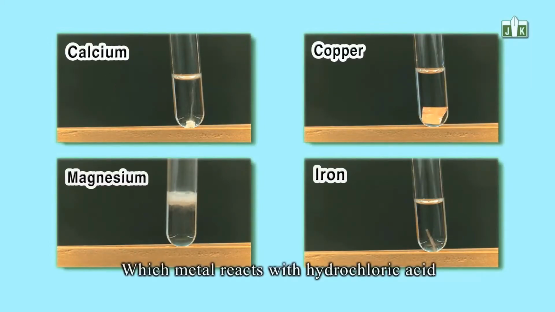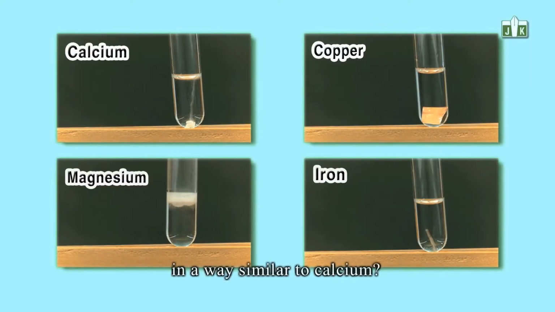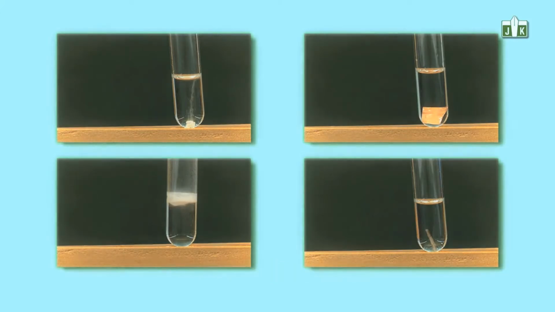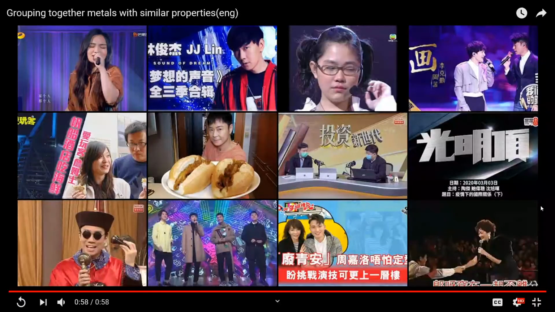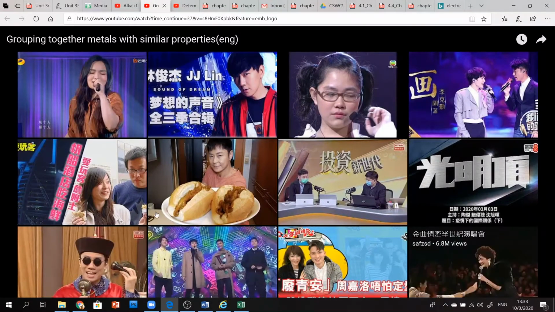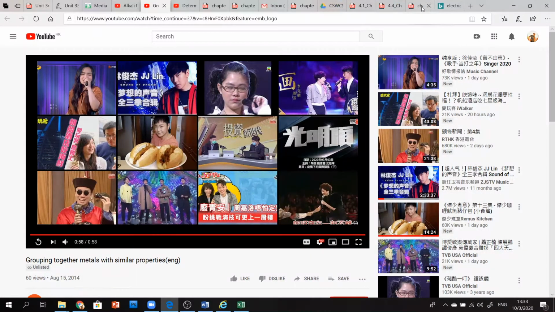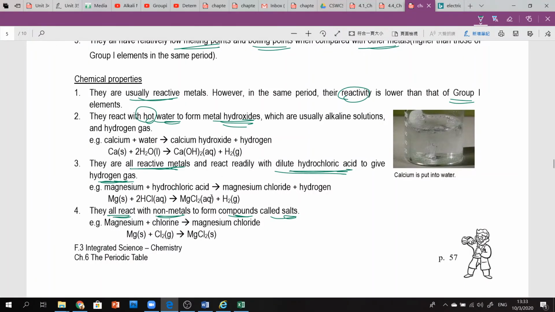Which metal reacts with hydrochloric acid in a way similar to calcium? Magnesium. Both magnesium and calcium are group 2 elements in the periodic table. So you may find that it is something about the same elements, right? In the same group in the periodic table, they behave very, very similarly.